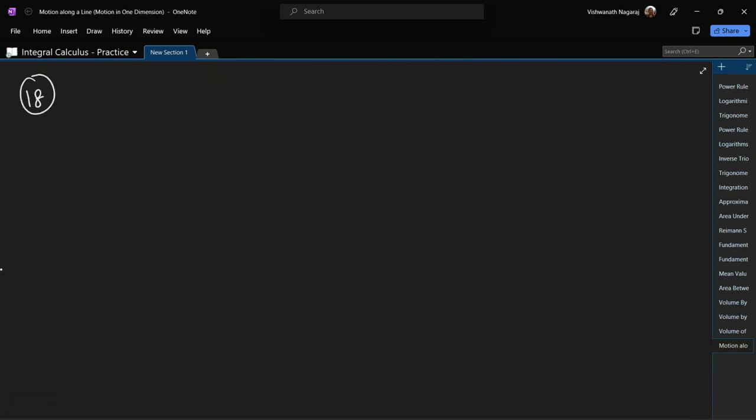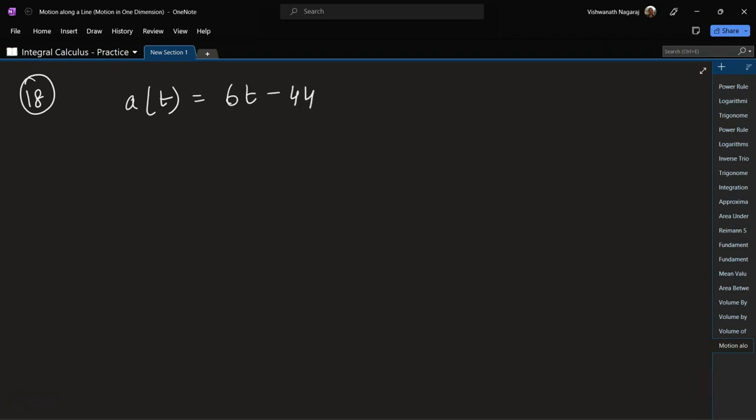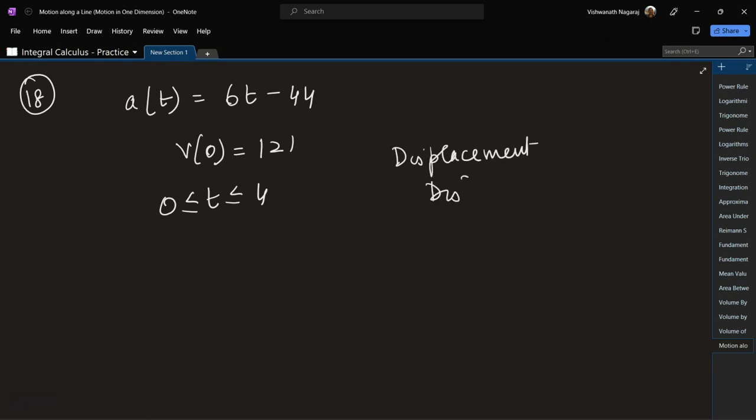Now 18th. Acceleration is given as 60 minus 44t. V of 0 is equal to 121. And the interval we are interested in is 0 to 4. We have to figure out the displacement and distance.